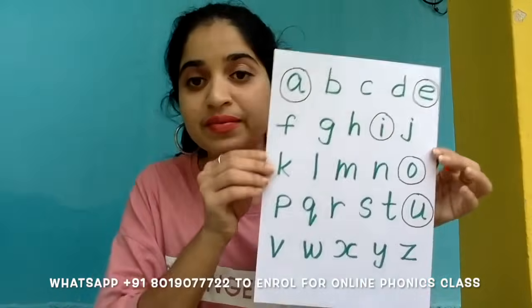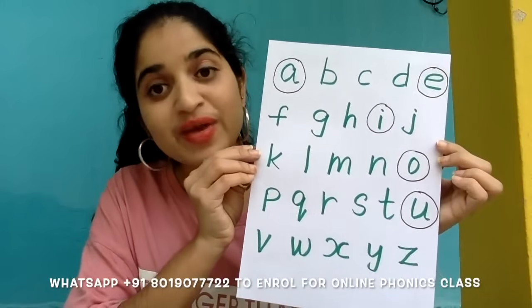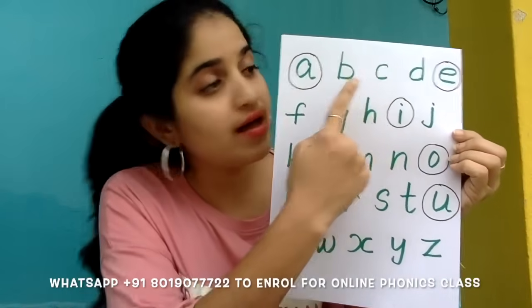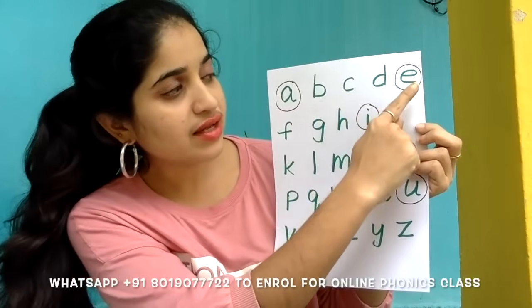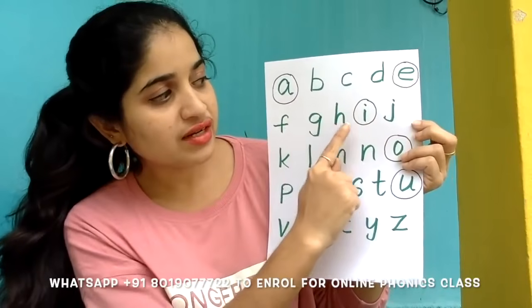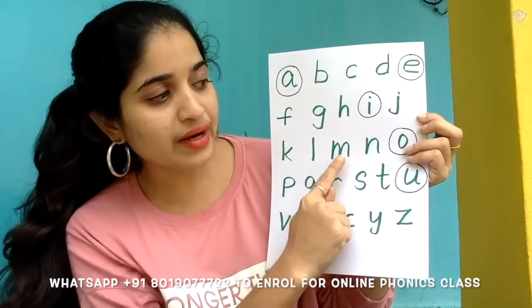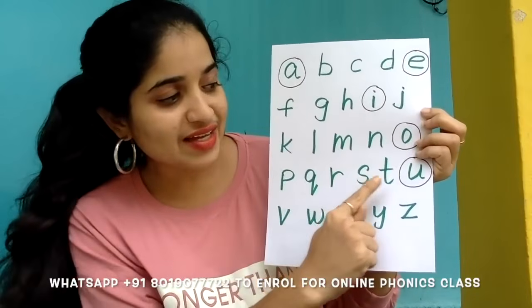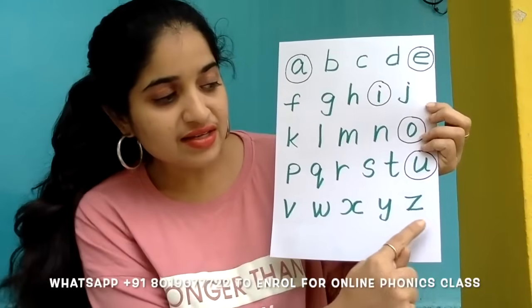It is always advised to prepare a chart like this for them with all the small case letters on a page. And now let's make them learn the phonic sounds all together. So here, starting from here, a, b, c, d, e, f, g, h, i, j, k, l, m, n, o, p, q, r, s, t, u, v, w, x, y, z.